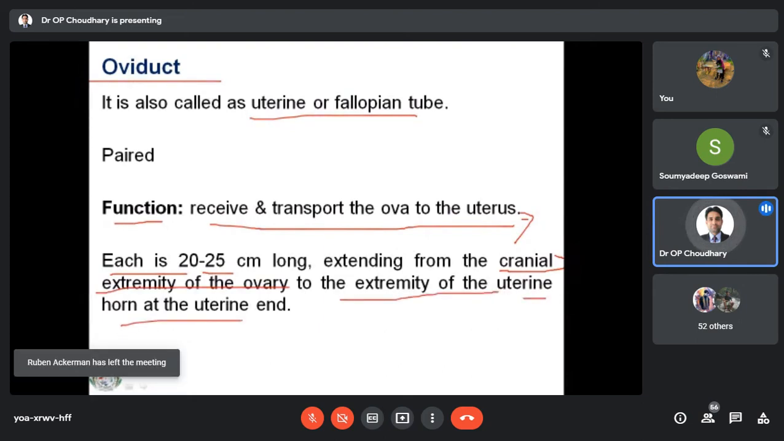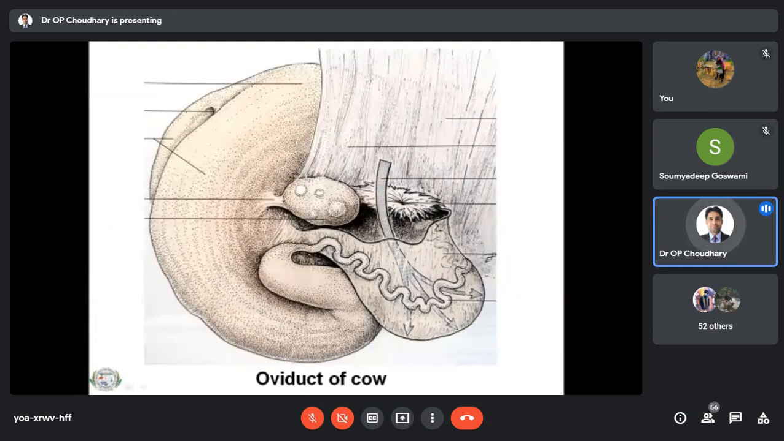So these are the tubes which are present from the ovary to the uterine horns. You can see here, this is a clear-cut diagram. This is the ovary, and this is the fimbriated part of the oviduct, and this tube is the uterine tube or fallopian tube or the oviduct. Here it is connected with the ovary, and here it is connected with the uterine horn. So it is present in between the ovary and the uterine horns.